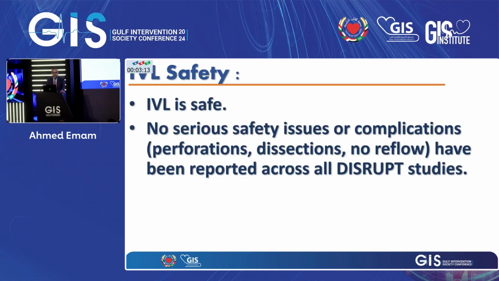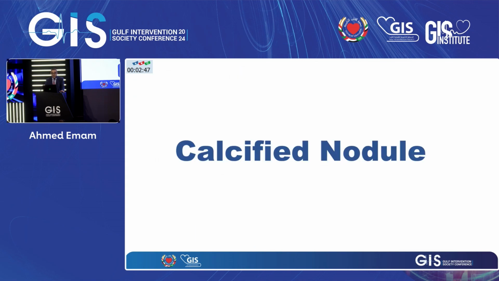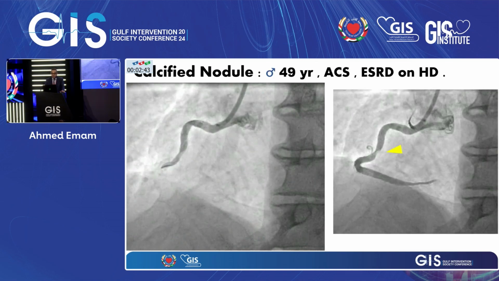So IVL is safe. There are no serious safety issues or complications with the IVL, and this is clearly and well reported across all the Disrupt studies. And this is actually my very, very short algorithm. For calcified lesions, if the balloon crosses distally, yes, I can go ahead and do IVL. If I couldn't cross, this is a good case for atherectomy. For the calcified nodule, I think Dr. Ziad gave light on it.